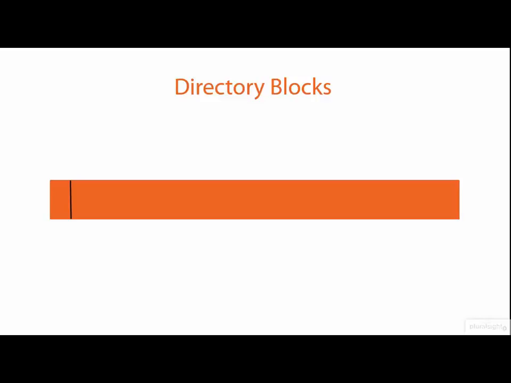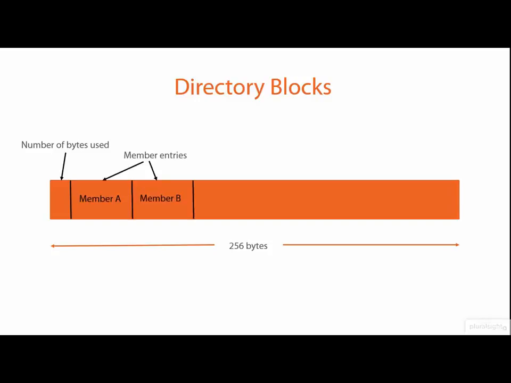Another component we need to explore is the directory blocks and the individual directory entries. A directory block is simply a 256-byte record which is structured to hold the individual entries for the members. The first 2 bytes are used to indicate how much space is used by entries, followed by the entries themselves. The remainder would simply be unused space and available to take new members.